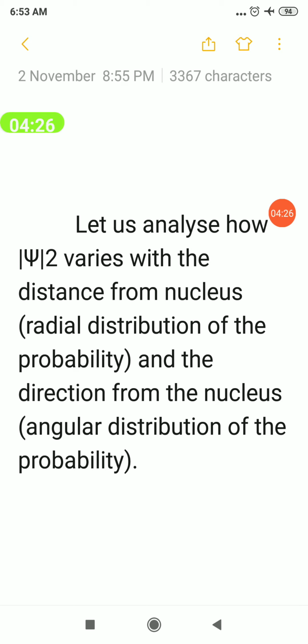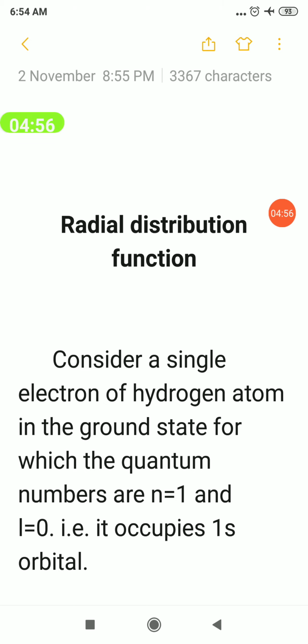So there are 2 things we are going to discuss. Those things are the variation of probability density with the distance of the electron, and the variation of probability density with the direction from the nucleus. The distance is called radial probability distribution, whereas the direction is called angular probability distribution. So about these 2 things we will see in detail.